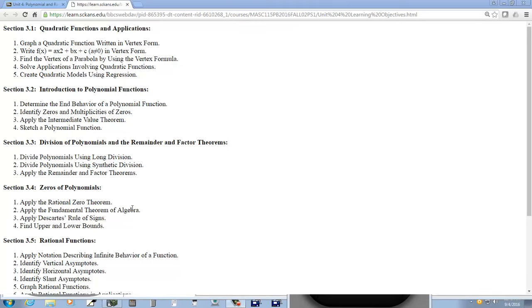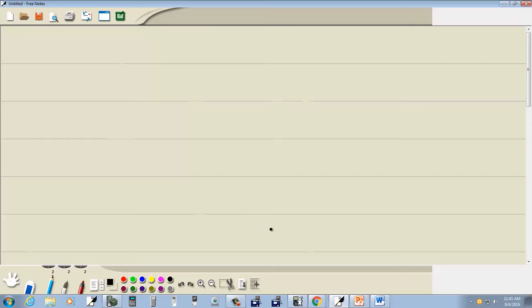Let's take a look at this unit. We got section 3.1, Quadratic Functions and Applications, and it talks about vertex form. So let's take a look at that.